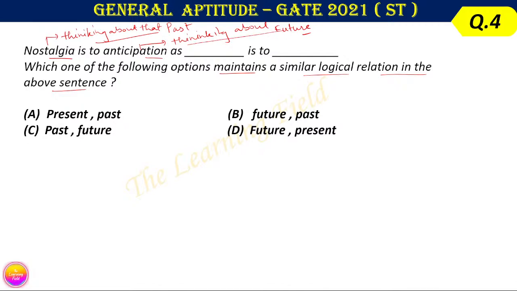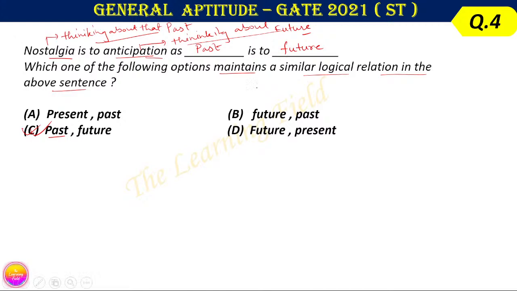That means anticipation means what? Suppose something will happen in the very near future, suppose the result will be out after 2 or 3 days, or in the future, okay. So you think about that, okay. This type of word is anticipation, okay. So that means nostalgia means past, and this is past and is to future, okay. This is the correct option, option number C here, okay.